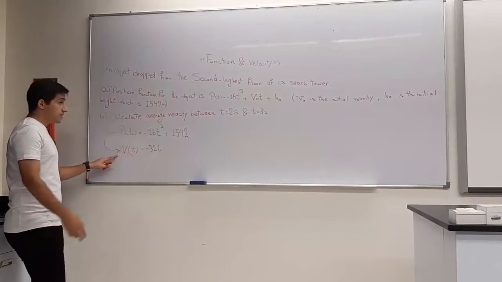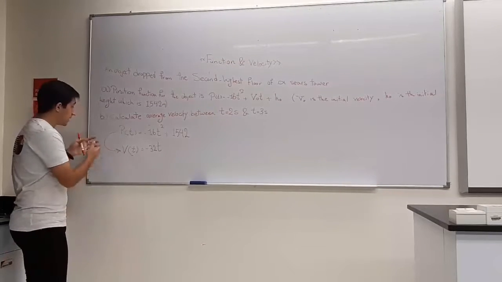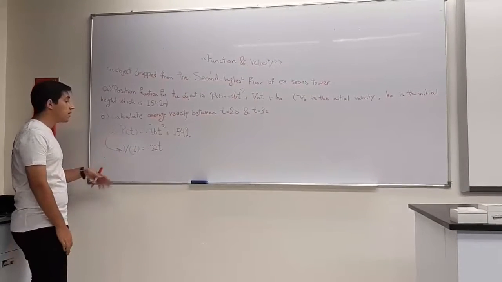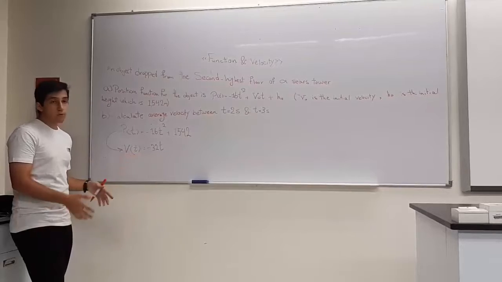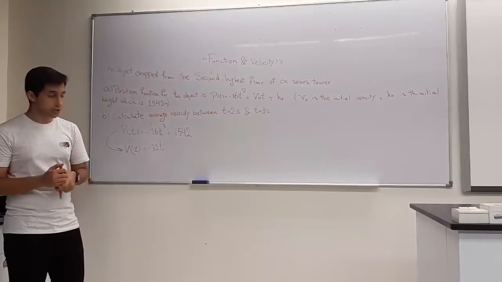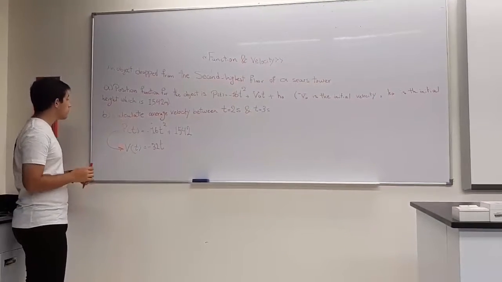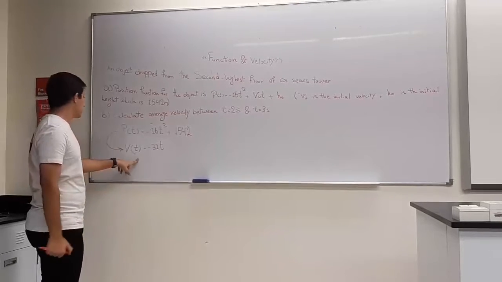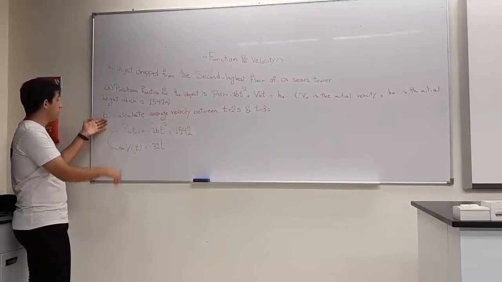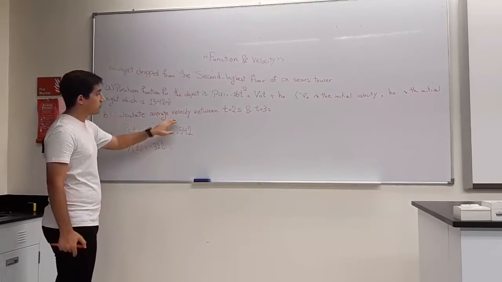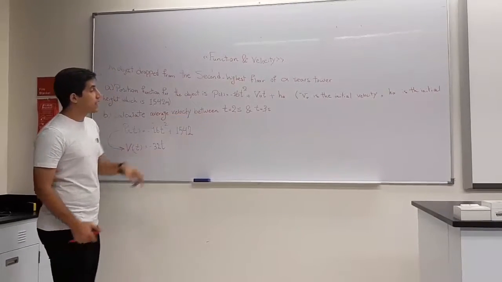If you take the second derivative of the position function, we would have 0. So therefore, we don't have any acceleration function for this example. Now we have the velocity function, and part B asks us to calculate the average velocity between t of 2 and t of 3.